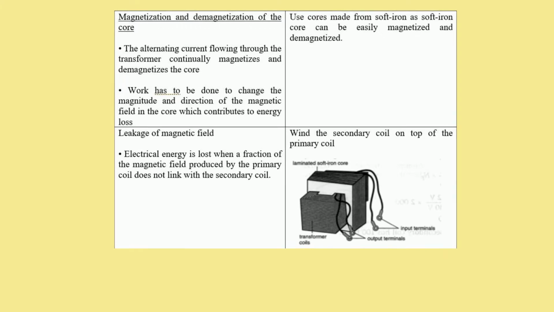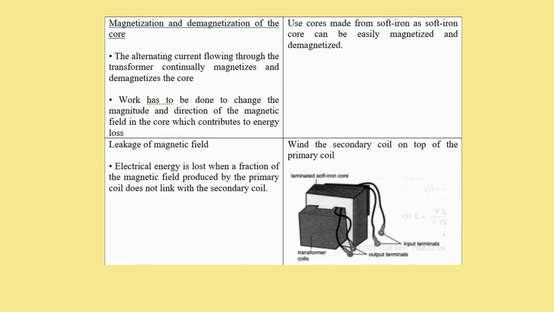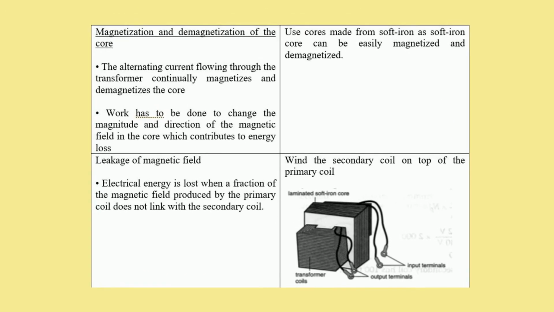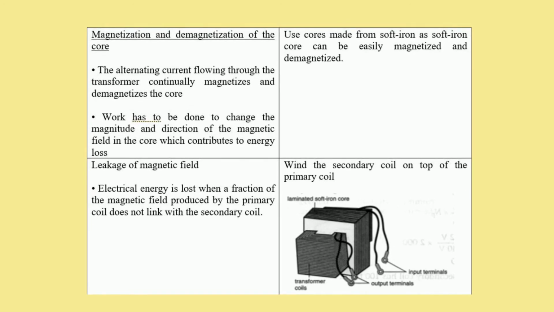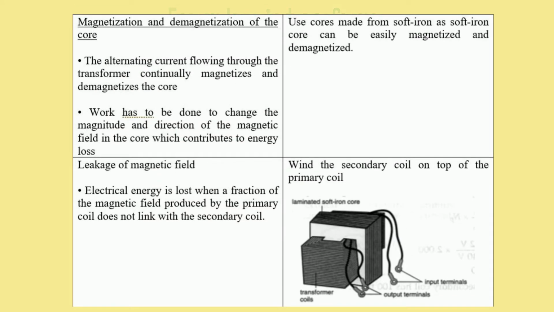During the magnetization and demagnetization of iron core, work must be done to change the magnitude and direction of the magnetic field in the core, which contributes to energy loss. To solve this problem, soft iron cores can be used as it is easily magnetized and demagnetized.